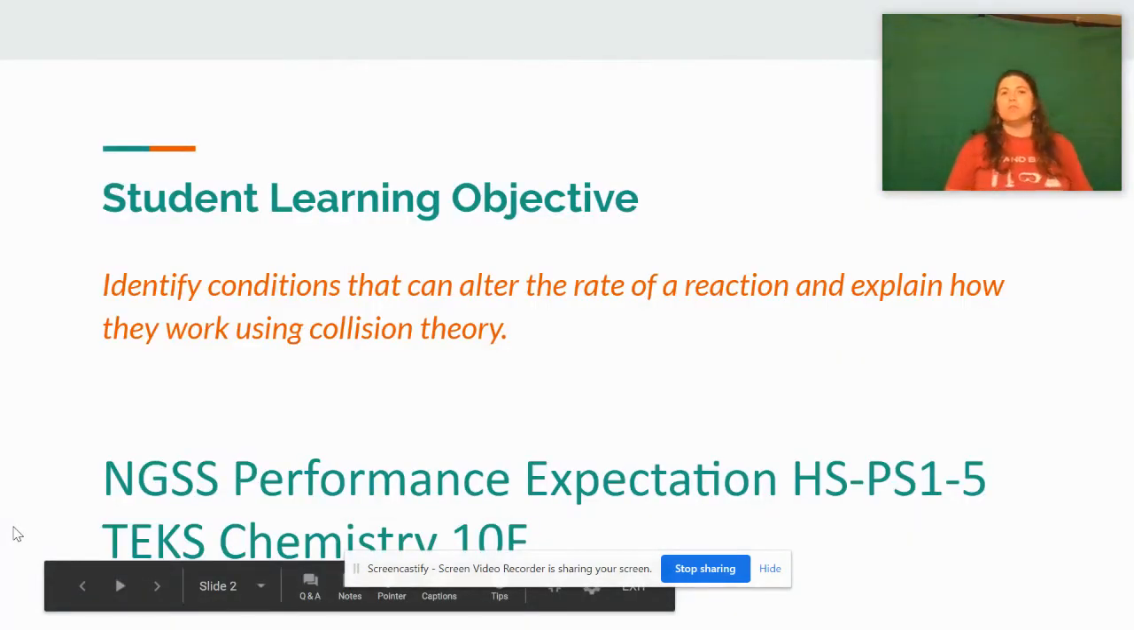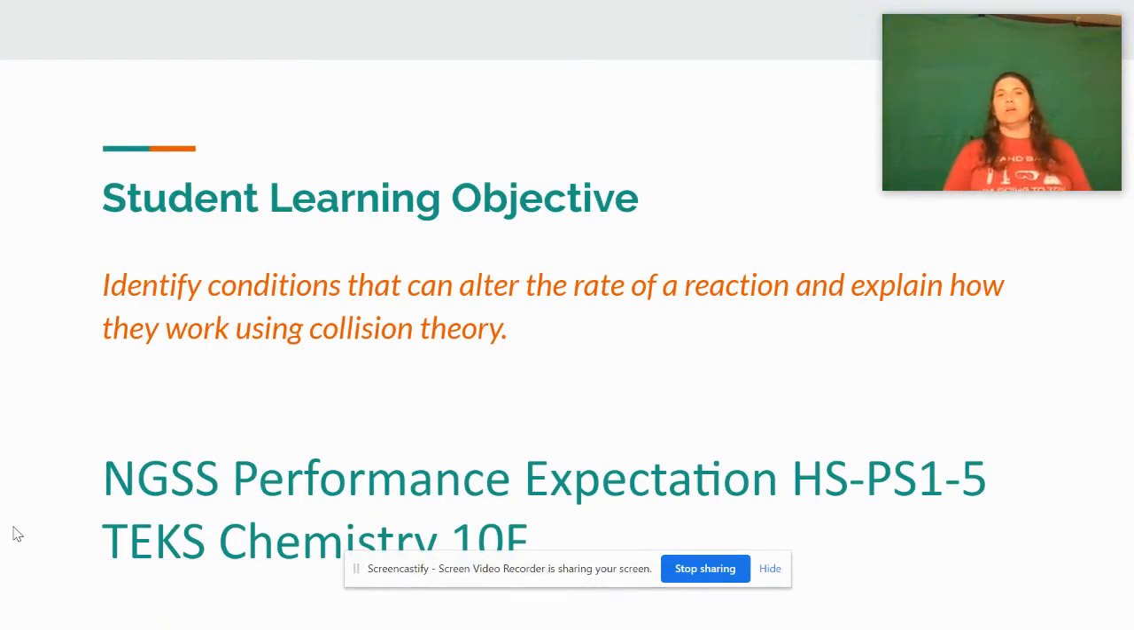The learning objective that we're using today comes from a combination of an NGSS standard and a Texas standard called the TEKS. We'll look at those at the end. But as far as what you want to be able to do by the time we finish this video, you want to be able to identify what the conditions are that can speed up or change the rate of a reaction and explain how those work using something called collision theory.